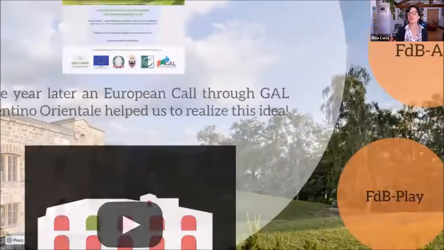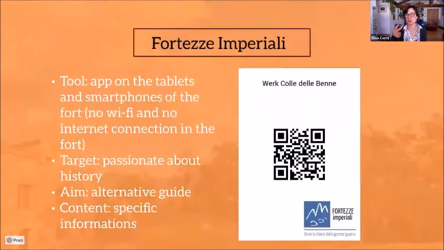Okay, so you have seen we have 3 different virtual tours, different in target, in technology, and in meaning. The first tour we improved was Imperial Fortresses, in Italian Fortezze Imperiali. This tool is an app that is installed on the tablets and smartphones of the fort. In the forts, you have big, very thick walls, and so there is no Wi-Fi and no internet signal.